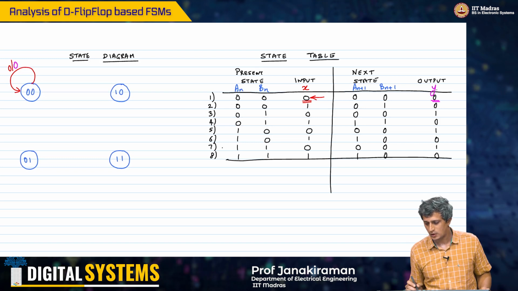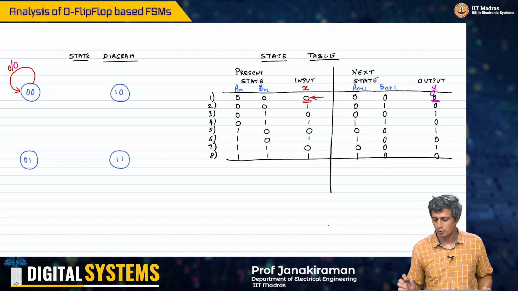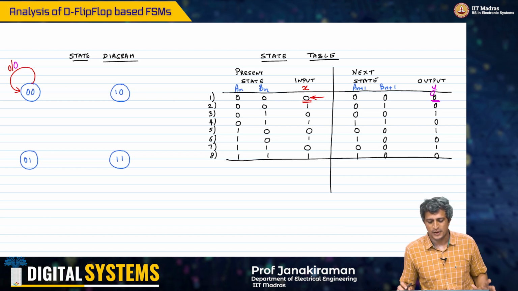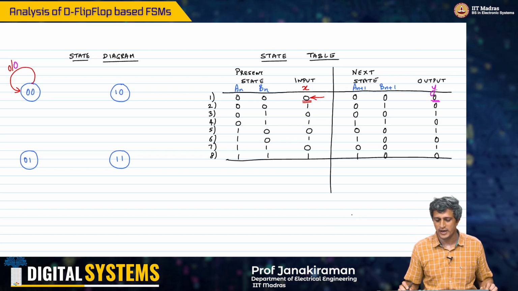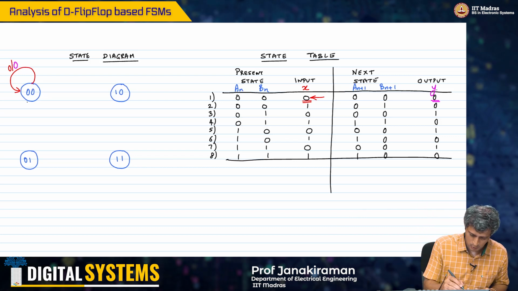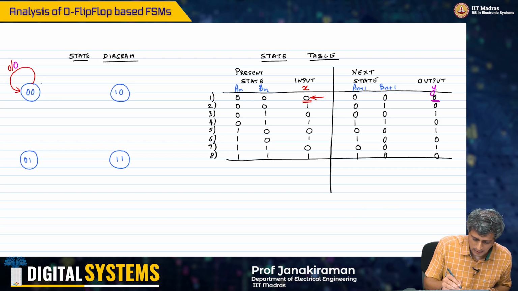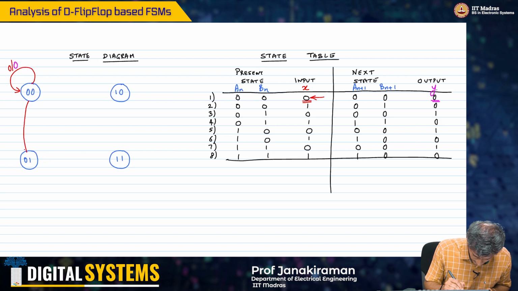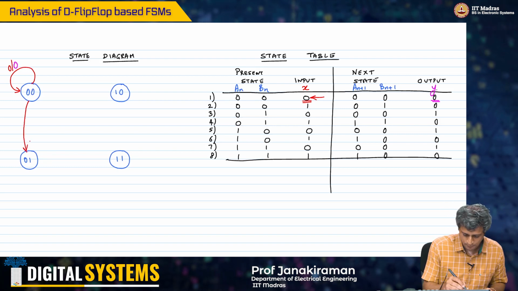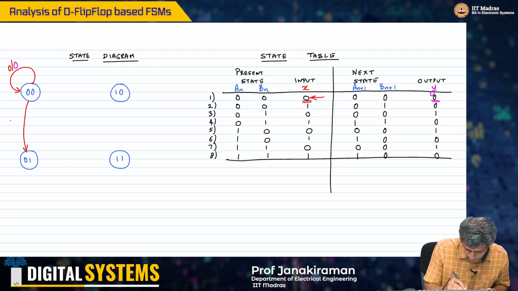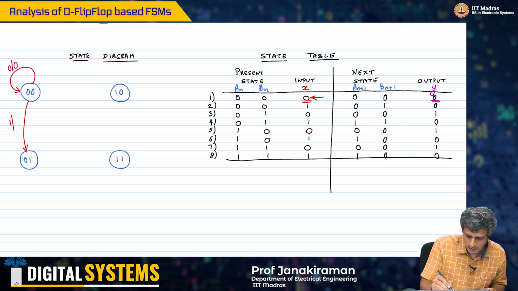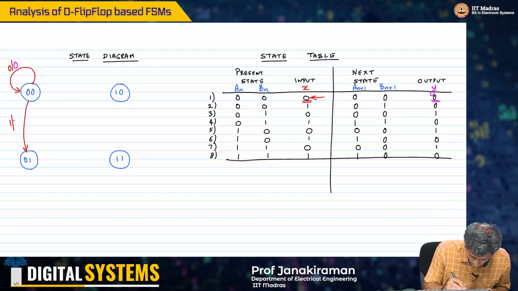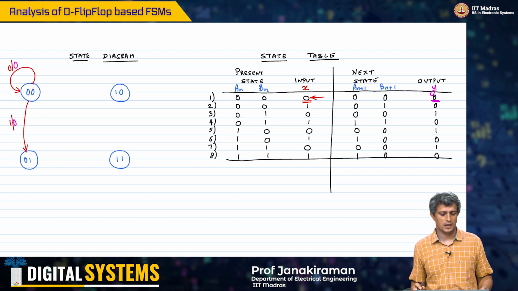Okay, so I have state 1, and so I'm looking at line 2 now. Present state is 0 0. If the input is 1, then I go to the next state, which is 0 1. So therefore I will make a transition now to the next state like this. Again my input happens to be 1 and my output happens to be a 0, right? So 1 comma 0.